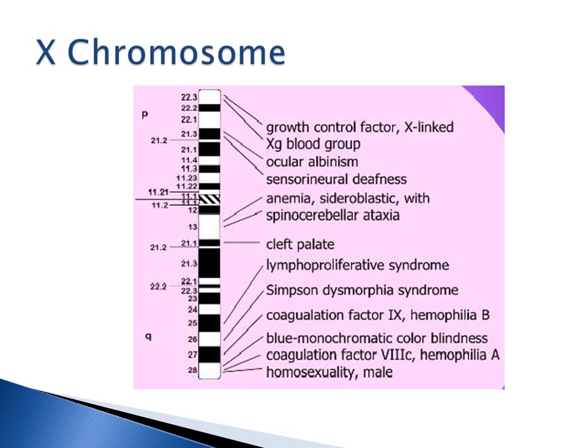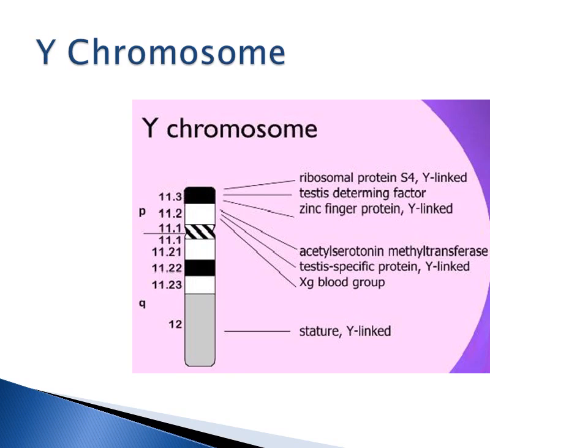So here's a schematic of an X chromosome, and you can see there are many different regions on this X chromosome, and these different regions have various genes, and these genes are going to be the genotype for many different characteristics. Here's your Y chromosome, again, various regions that have genes in them that perform specific functions.